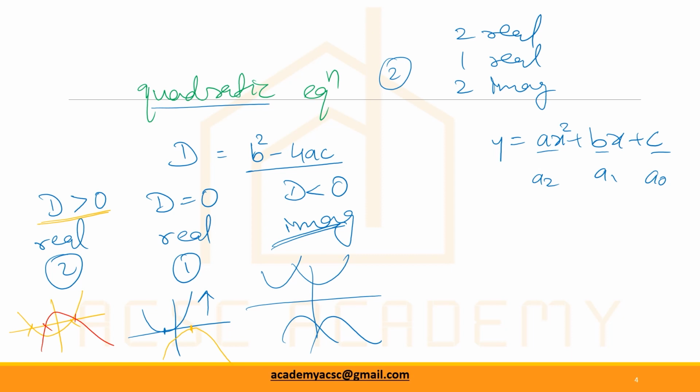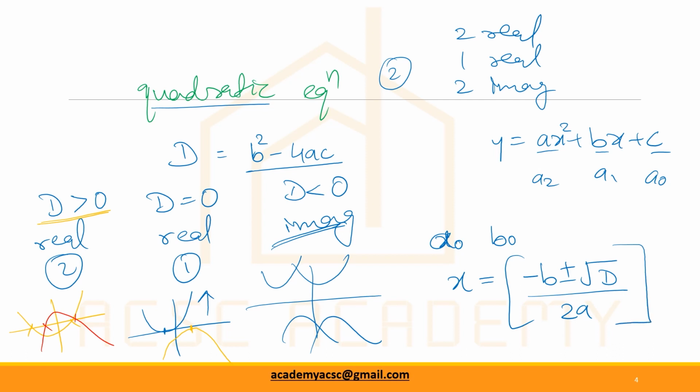Let us call those roots a0 and b0, or you can use any representation like p and q, that does not matter. Or in general, we can say x. If it is a root of this equation, then it can be given as x = (minus b plus or minus root d) by 2a. Now you already know this standard format in which we can find the roots of any quadratic equation.